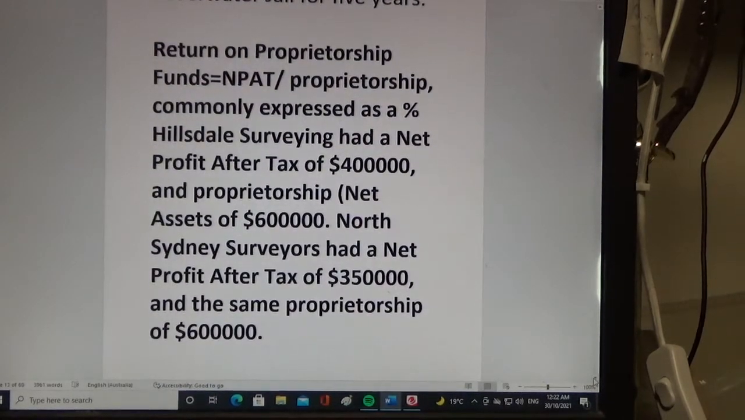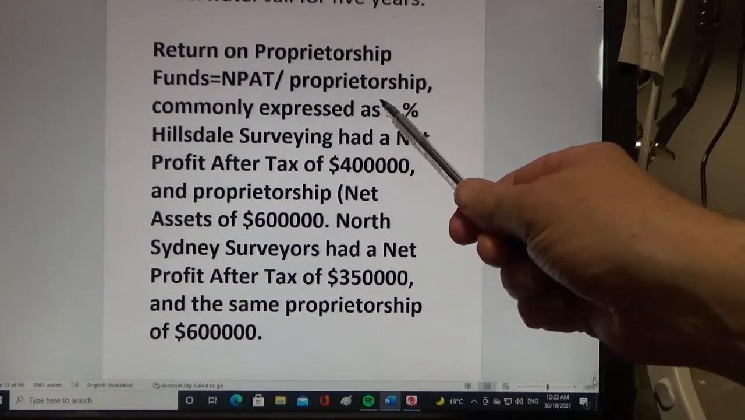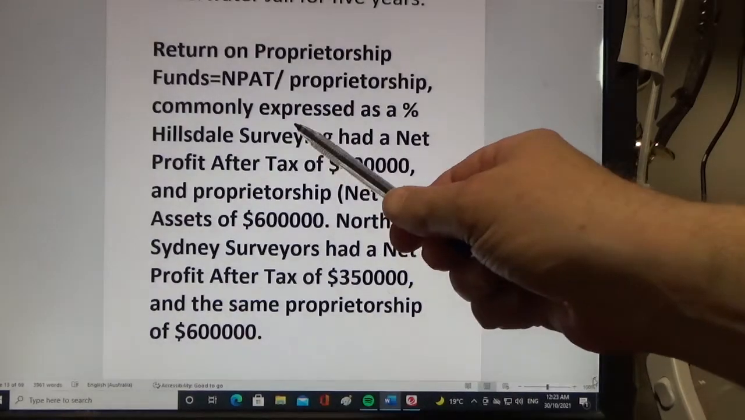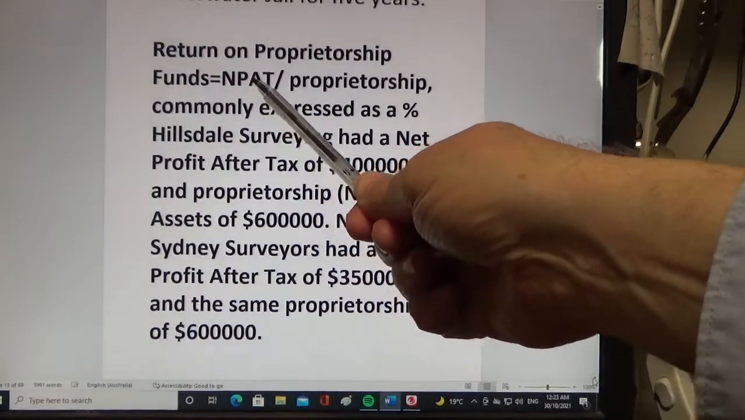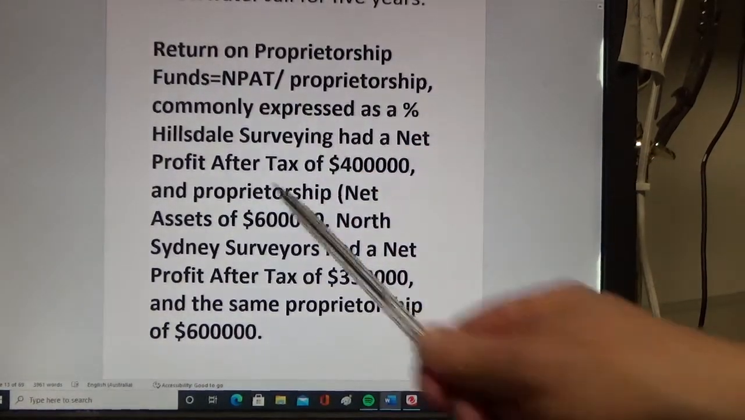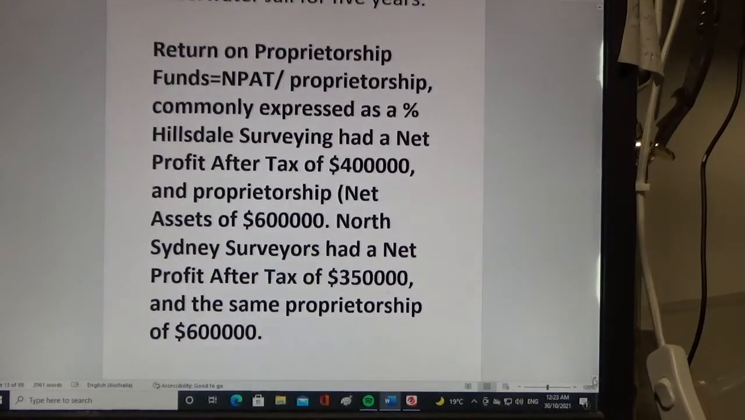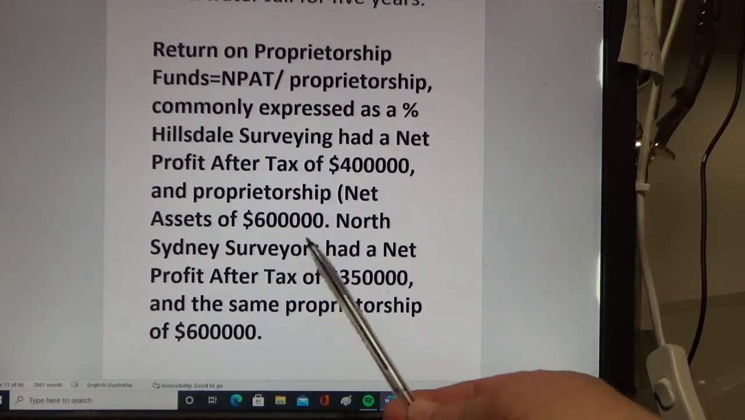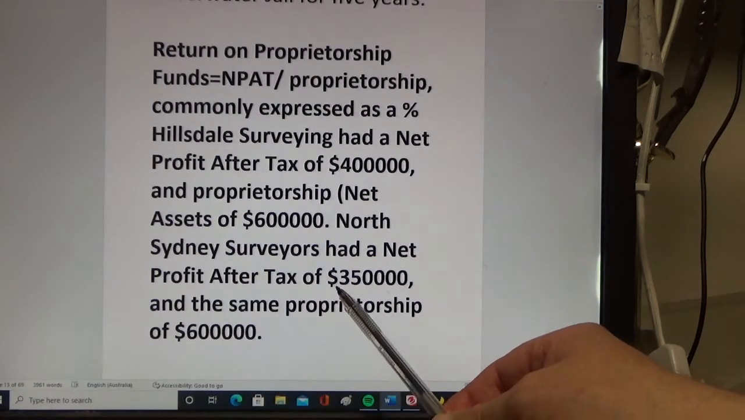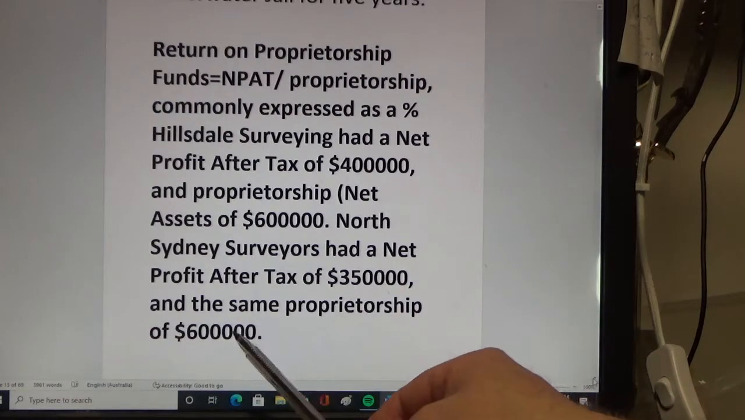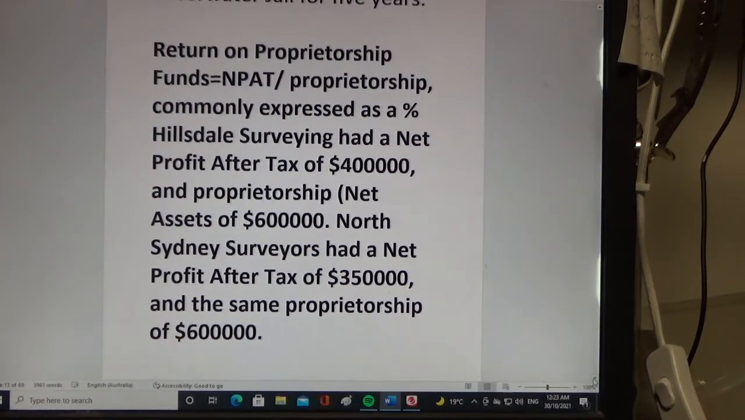Return on proprietorship funds equals net profit after tax divided by proprietorship, meaning net assets. So now we've got profit in the ratio, net profit, commonly expressed as a percentage. Hillsdale Surveying had a net profit after tax of 400,000 and proprietorship, net assets, of 600,000. North Sydney Surveyors had a net profit after tax of 350,000 and the same proprietorship of 600,000.